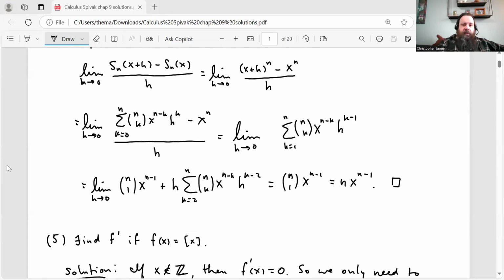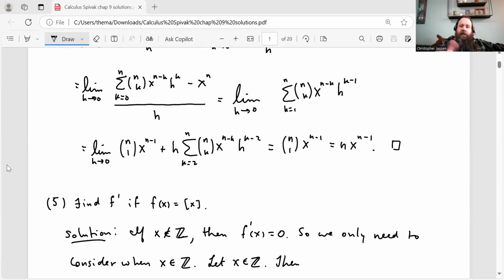All right, and that's equal to the limit as h goes to 0 of the summation k going from 0 to n of n choose k, x to the n minus k, h to the k, minus x to the n, and that's all divided by h. So here I simplified, and that gives you the summation k going from 1 to n of n choose k, x to the n minus k, h to the k minus 1. Then, just breaking up the sum into a more convenient form, that's the same thing as the limit as h goes to 0 of n choose 1, x to the n minus 1, plus, and then you can factor out a common factor of h from all the remaining terms in the polynomial. So you get plus h times the summation k equaling 2 to n of n choose k, x to the n minus k, h to the k minus 2. And then finally, you can take the limit, which gives you n choose 1, x to the n minus 1. And of course, n choose 1 is equal to n, and that gives you the formula.